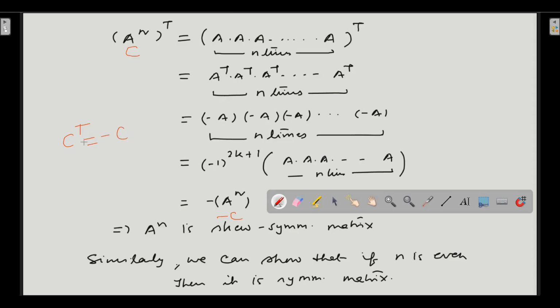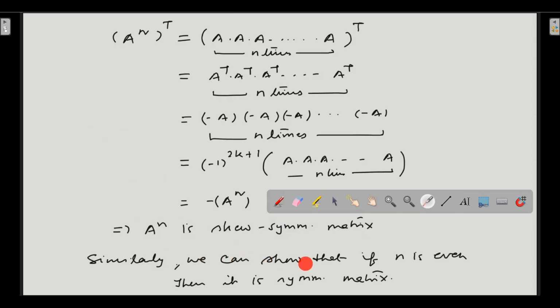Now whenever C transpose is equal to minus C, it means that C is skew-symmetric. But in the place of C, it is A to the power n. Therefore A to the power n will be a skew-symmetric matrix. That is what we can prove from here: A to the power n is skew-symmetric.